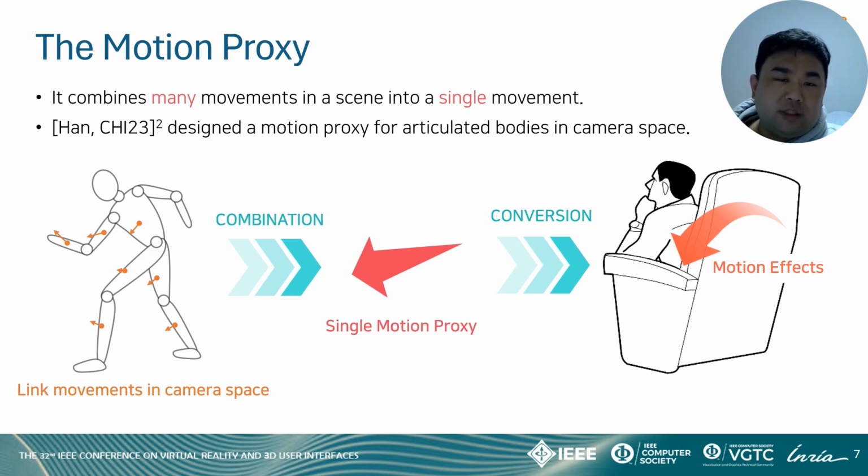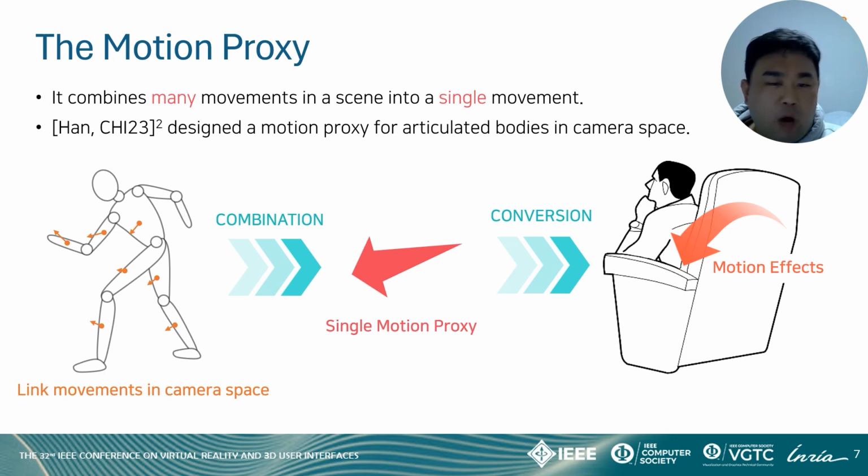Motion proxy refers to the process of combining multiple movements into a single one. Since not all human movement can be expressed on a chair, the dancer's movement must be compressed to fit the degrees of freedom allowed by the chair. Hansworth, published in CHI 2023, designed a motion proxy to represent multiple articulated bodies. They compressed the movement of all links into a single net vector in camera space and converted it into motion effect. They demonstrate the feasibility of their approach in various scenarios.